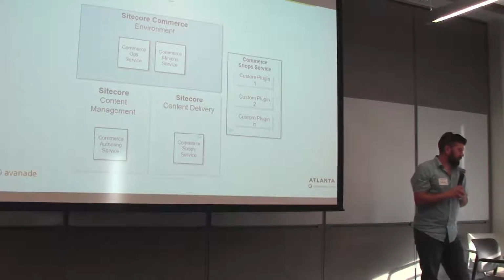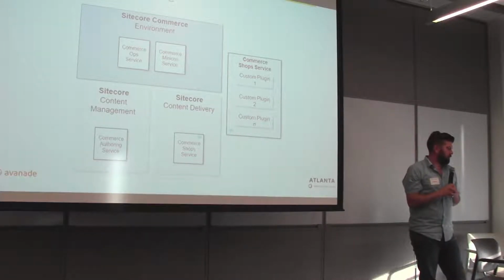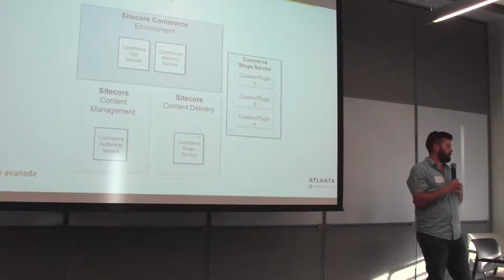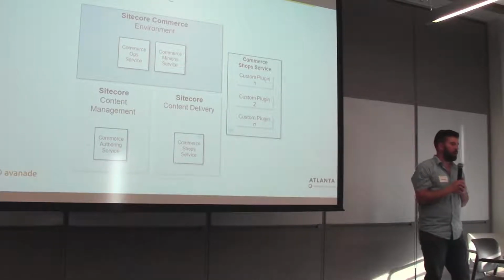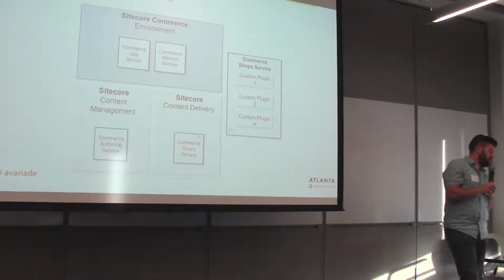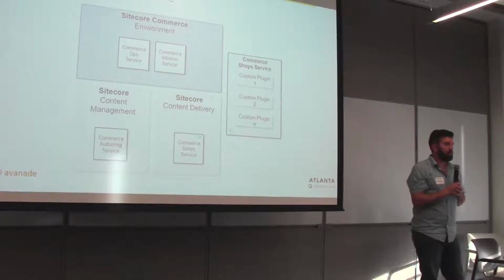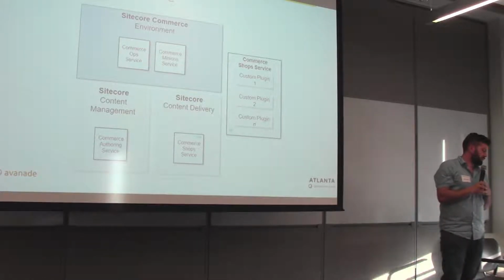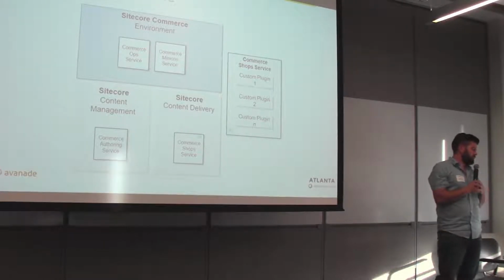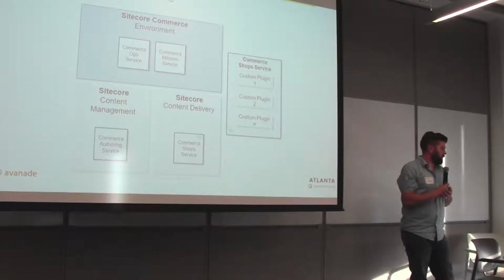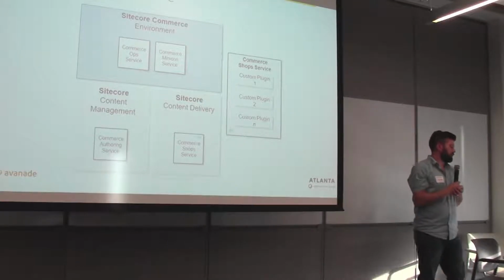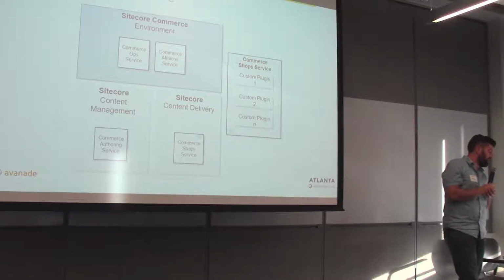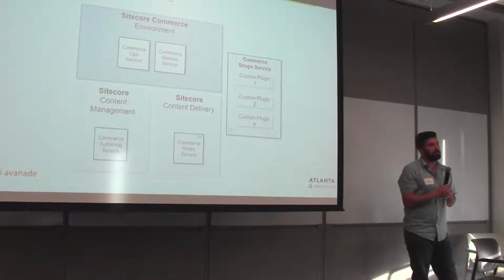Just a brief look at the architecture. I mentioned it earlier, but you've got your different services that you can have on different servers. In a development environment, you would probably have all these in the same one, but it's an example of how it can be scaled out. Your delivery servers have the Commerce Shop service, and your Sitecore Commerce environment has your minions and your DevOps.